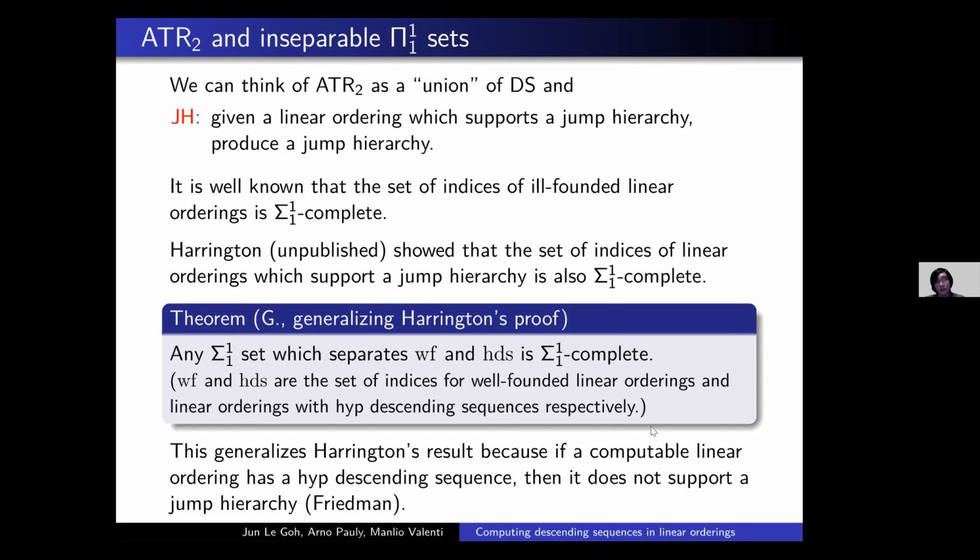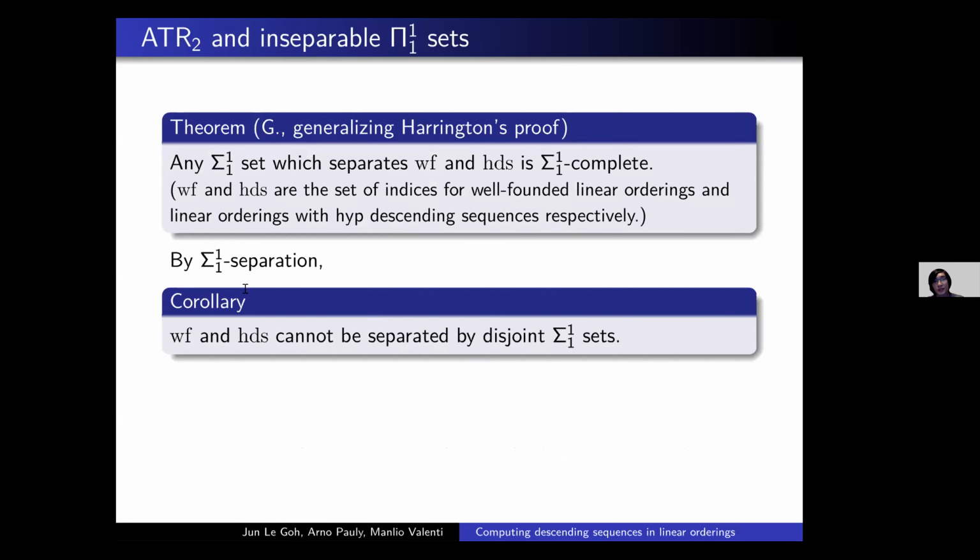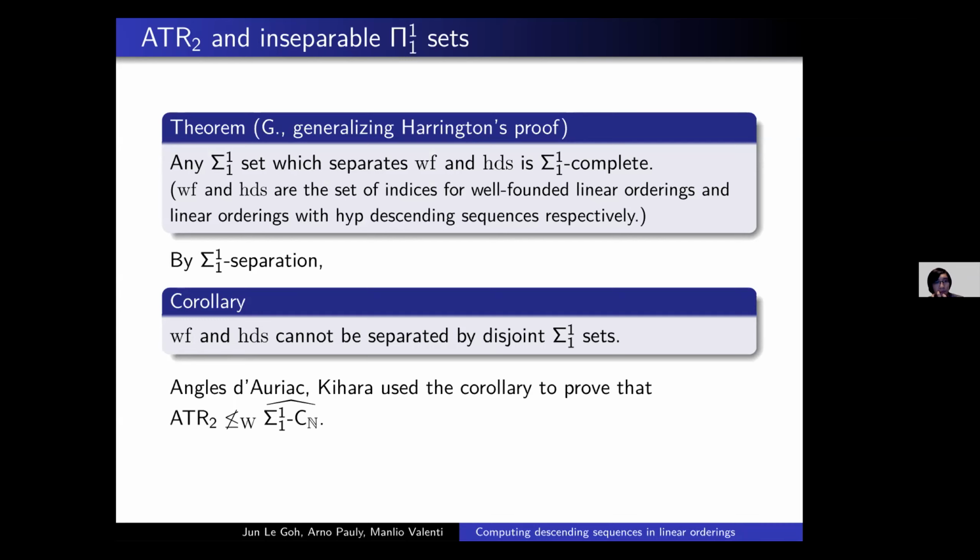Okay, so for the separations that we're going to do in the Weihrauch lattice, we actually just need a corollary of this, which I will tell you. So here's the theorem repeated from the previous slide, and here's an immediate corollary. By Σ¹₁ separation, we know that these two Π¹₁ sets cannot be separated by disjoint Σ¹₁ sets. So you cannot find a Σ¹₁ set that contains WF and another Σ¹₁ set that contains HDS such that the two Σ¹₁ sets are disjoint. That's not allowed. Okay, so this is the corollary that they use to prove this reduction, and we will use the same corollary to prove this separation.